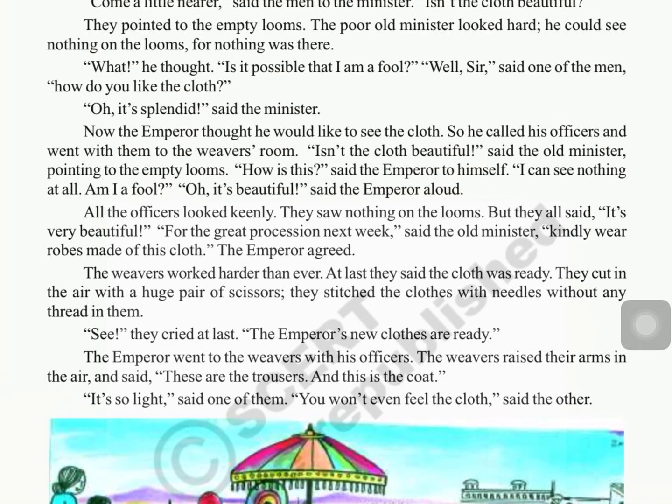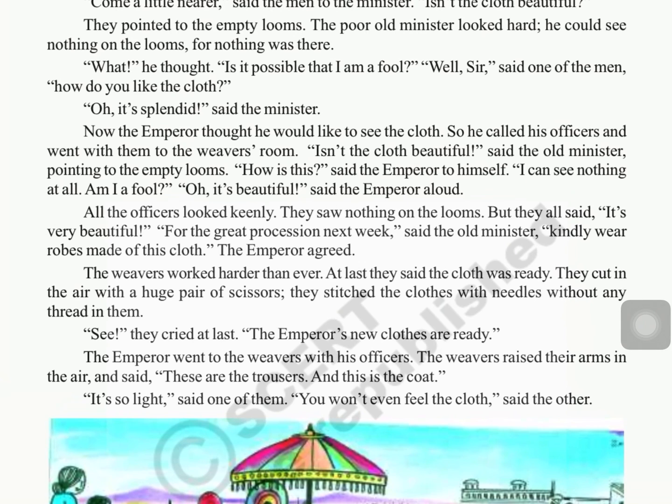"I can see nothing at all, and am I a fool?" He also questioned himself. "I can't say anything there, because if I question, then I'll be a fool." "Oh, it's beautiful," the emperor answered. "It is very beautiful," said the emperor aloud, very loudly.